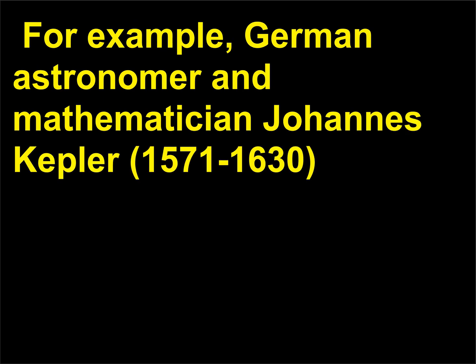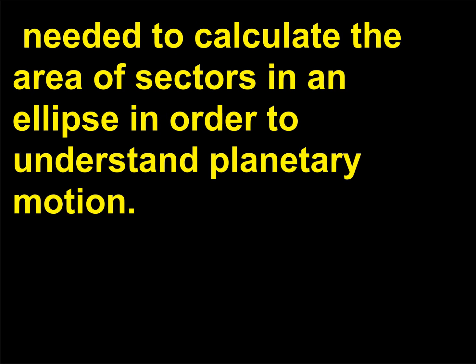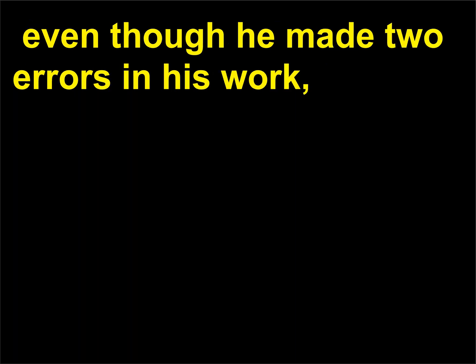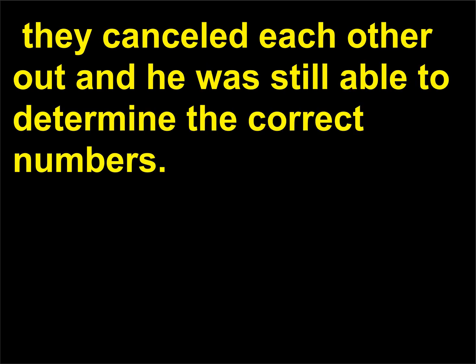For example, German astronomer and mathematician Johannes Kepler, 1571 to 1630, needed to calculate the area of sectors in an ellipse in order to understand planetary motion. Interestingly, Kepler thought of areas as the sums of lines, a kind of crude form of integration. Even though he made two errors in his work, they cancelled each other out and he was still able to determine the correct numbers.